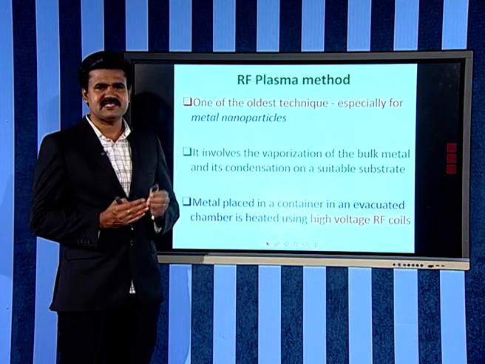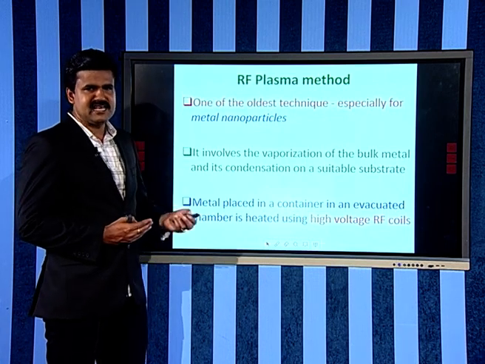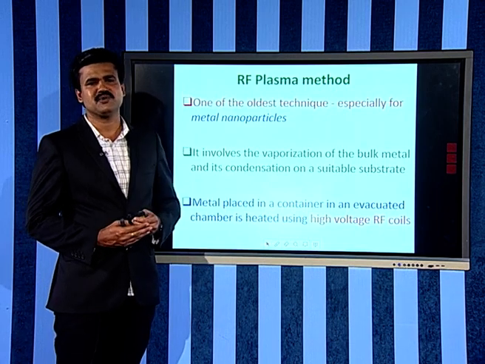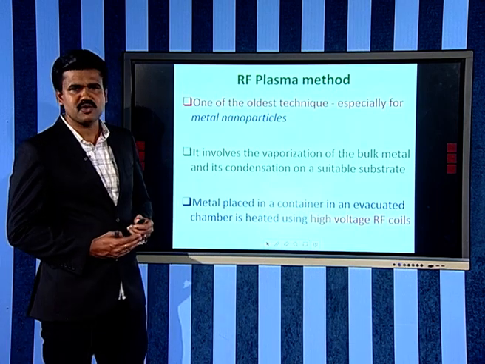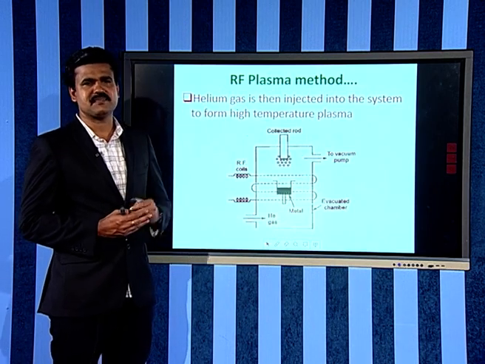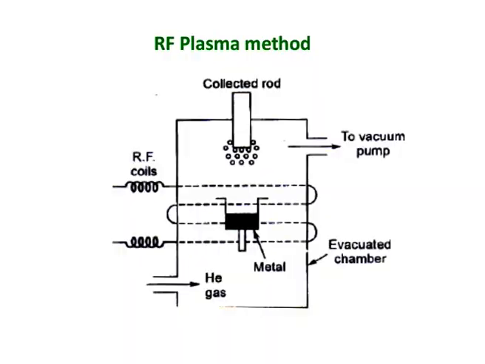Metal is placed in a container in an evacuated chamber. It is then heated by using high voltage radio frequency coils. Regarding the experimentation, the experimental setup is shown here. In this, there are two RF coils, and the metal is placed in between the RF coils. There is a collector rod. There is an associated vacuum pump. Helium gas is also supplemented during the synthesis.